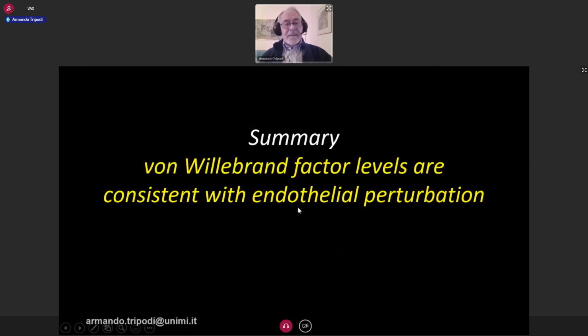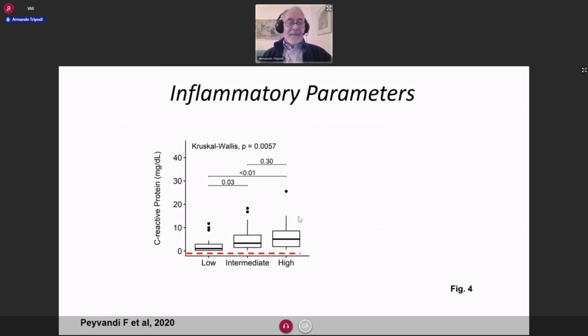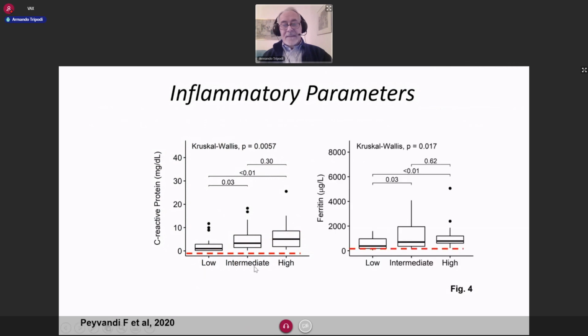So in summary, from these results, we can derive the conclusion that von Willebrand factor levels are consistent with a certain degree of endothelial perturbation in patients with COVID-19. What about inflammatory parameters? These are the distributional results of C-reactive protein. As you can see here, all the patients had C-reactive protein higher than the upper limit of the normal range. And again, close correlation between the three groups, and the results are similar when we looked at the ferritin, as you can see here.